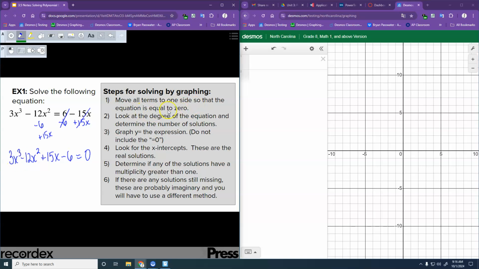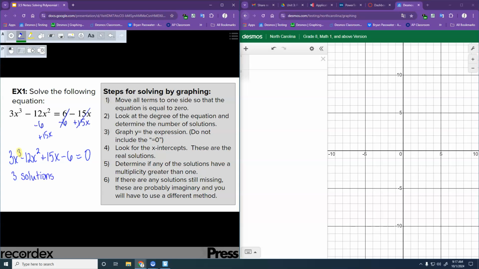Okay, so move everything to one side. Then look at the degree of the equation, determine the number of solutions. How many solutions are we going to have for this one? It's going to be 3. You're just looking at that highest exponent. So you're going to have 3 solutions.